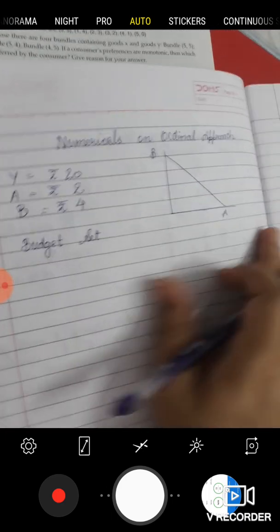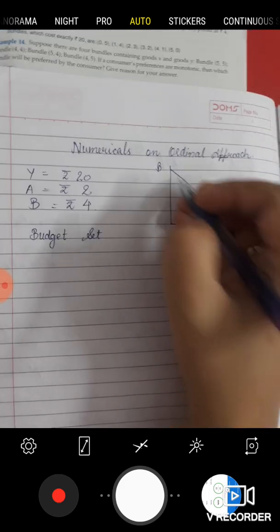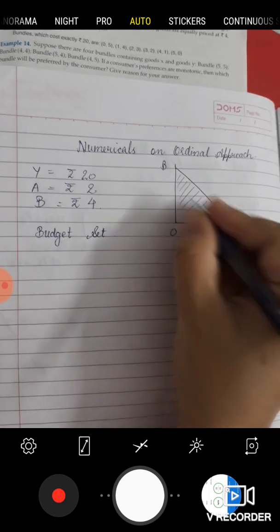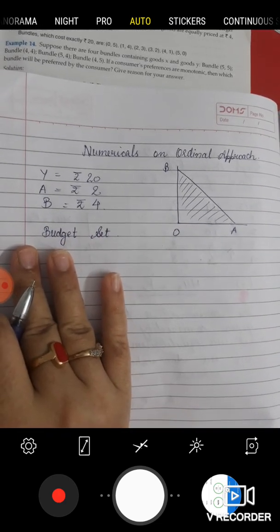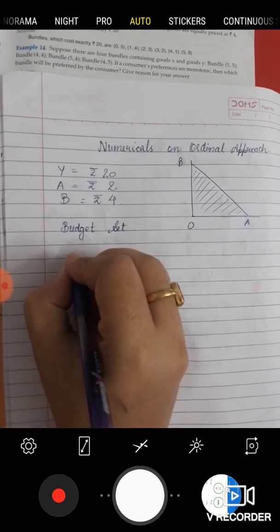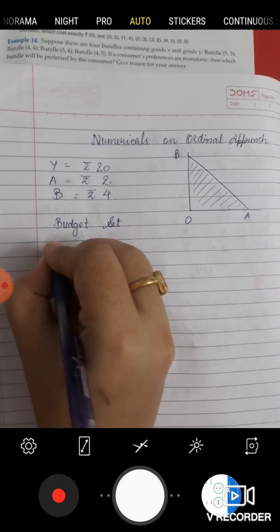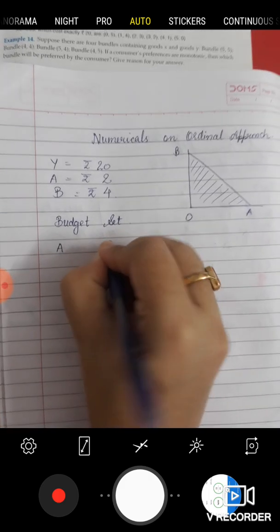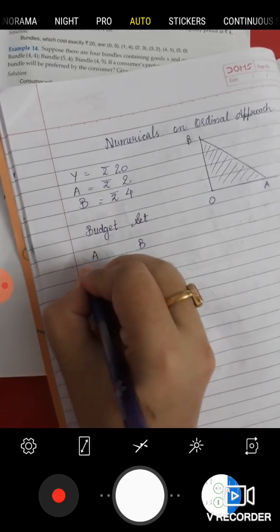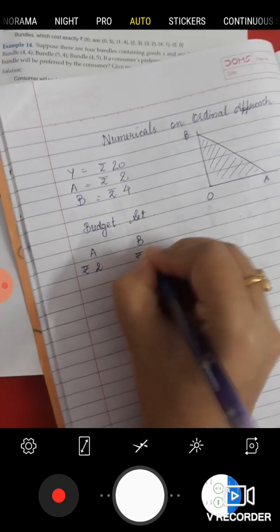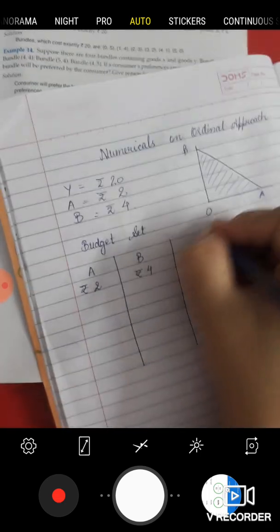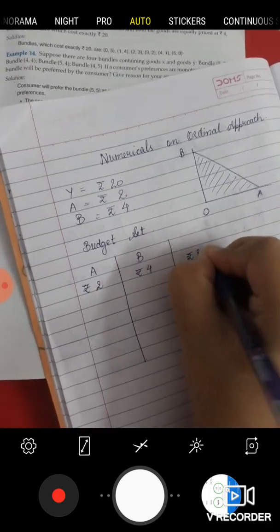So we got this line AB, and this income line. The budget set includes all the bundles which are on this line and below this line. So how do we find these bundles? Let's take goods A and B with price 2 and price 4, and this is the consumer income. Total income needs to be spent, that is rupees 20.